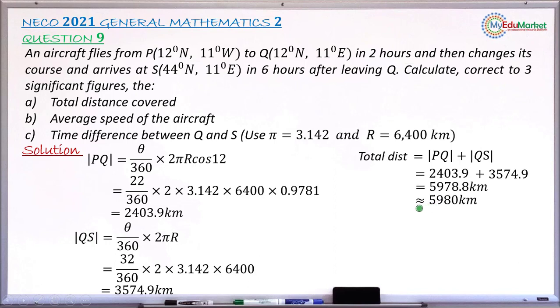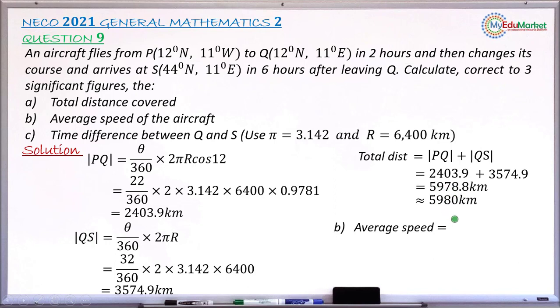So let us move ahead and answer question number B. Question number B asks you to find the average speed of this aircraft. This is the distance and this is the time taken. From P to Q it takes 2 hours, while from Q to S it takes 6 hours. So total time will now be 8 hours, and this is the total distance.